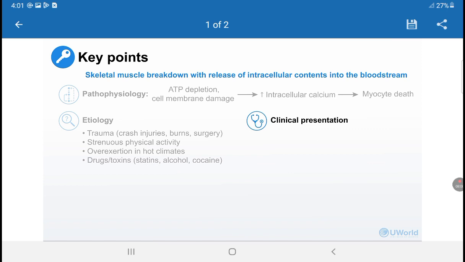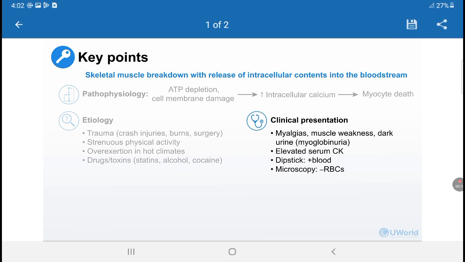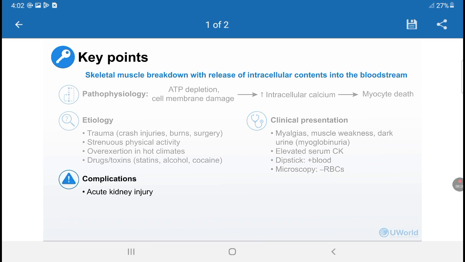Patients classically present with the triad of myalgias, muscle weakness, and dark urine. Laboratory findings include elevated serum creatine kinase, a hallmark of the disorder. Many patients also characteristically have a positive dipstick test for blood, with no RBCs seen on urine microscopy due to the presence of myoglobin in the urine. Acute kidney injury is the most frequent complication and develops due to heme pigment-mediated tubular injury. Urine microscopy typically reveals granular, muddy brown casts.